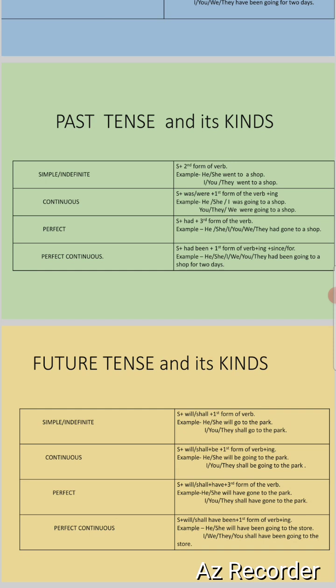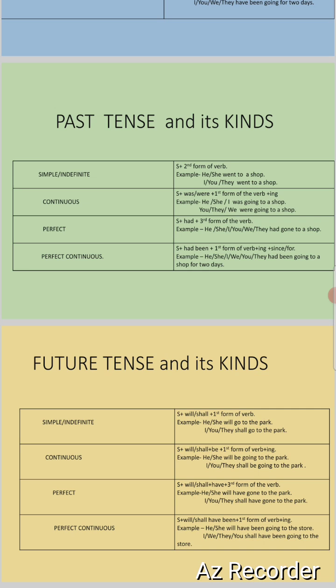Future continuous, we say subject plus will or shall in either of the singular or plural case, plus be, with the first form of the verb and ing. Example, he or she will be going to the park. I, you, they shall be going to the park, any of these plurals. Future perfect, subject plus will or shall plus have and the third form of the verb. Example, he or she will have gone to the park, or I, you, or they shall have gone to the park.